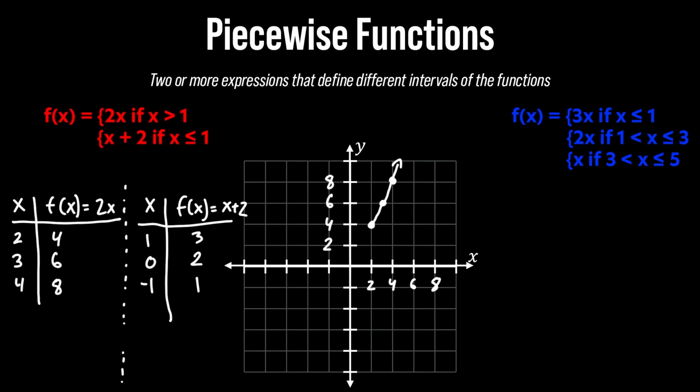So when x is 1, f of x is 3. When x is 0, f of x is 2. And when x is negative 1, f of x is 1. So we see that this piecewise function looks like this.